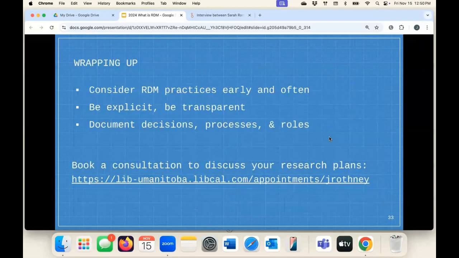Before we go, I want you to consider your RDM practices early and often. I want you to be as explicit and transparent as you can be within your team, and also sharing out if that's part of your process. And it's really helpful to document decisions, processes, and roles. So if you're in a conversation where you've made a decision, write something down so that A, the people who weren't in the room know what you decided, but also so that you can refer back, right?